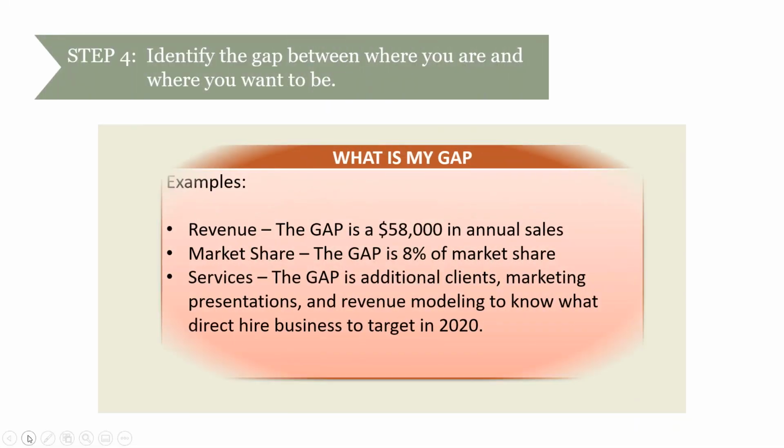Step number 4 would be now we have to identify the gap between where you are and where you want to be. So obviously, when you look at revenue, the gap is 58,000 in annual sales. The market share gap is 8% because you're currently at 2% and you want to get to 10%. And for the services, the gap is additional clients, additional marketing presentations, and revenue modeling to know what direct hire business to target in 2020.